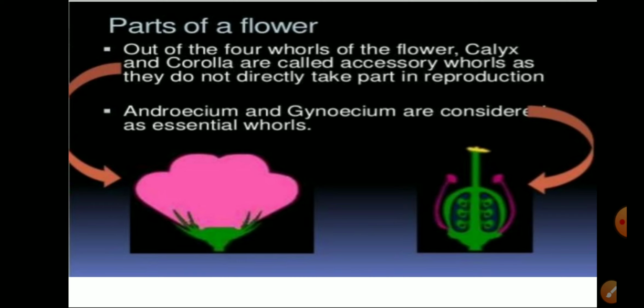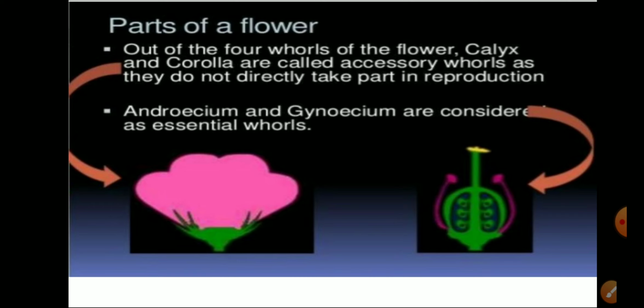Unisexual and bisexual flowers. Unisexual flowers have only one functional sex reproductive organ, and the bisexual flower is one in which both male and female reproductive organs are present. An example of the bisexual flower is rose or tribulus flower, and the unisexual is castor.